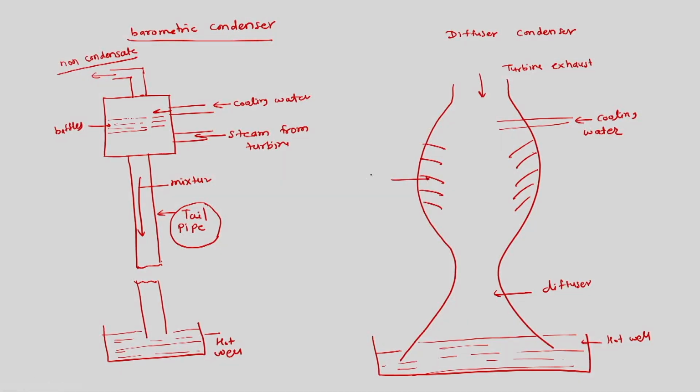And then these are called cascades. Here this mixture, while passing through the diffuser, rises in pressure. So this is how we will have a diffuser type of condenser, which will reduce the height of the tail.